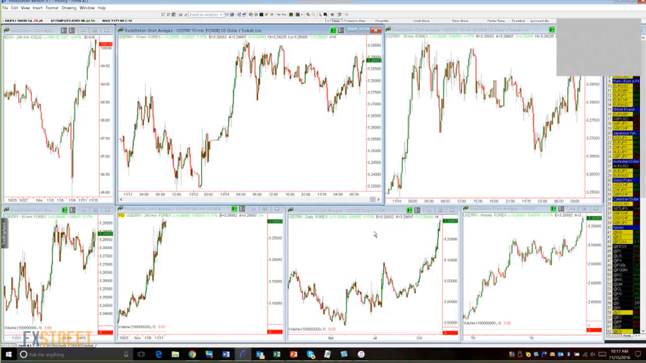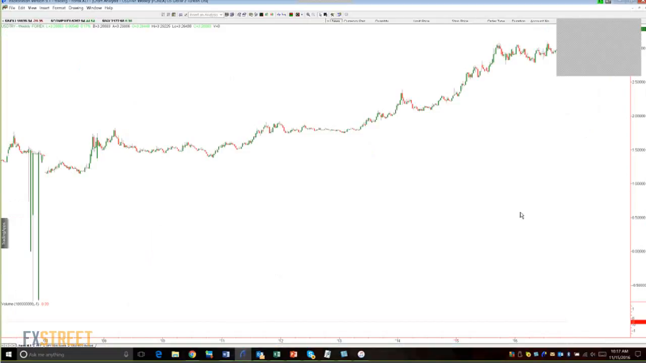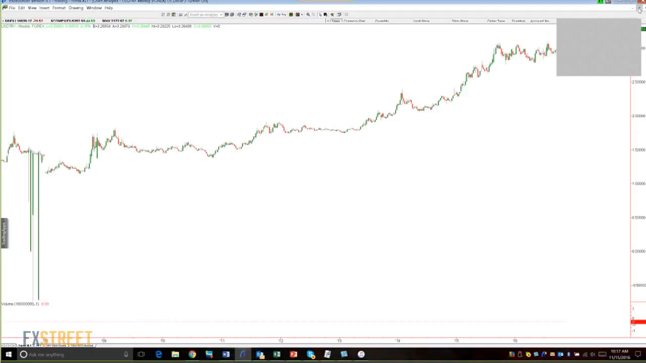So there's the symbol that you're talking about. Okay. Let's pull up... we'll get some bad data in here. This is what happens when you're looking at a really thin market.